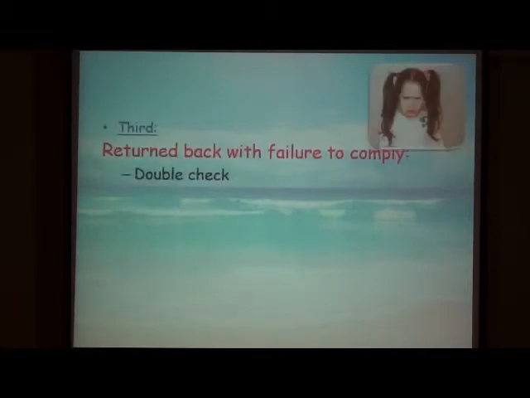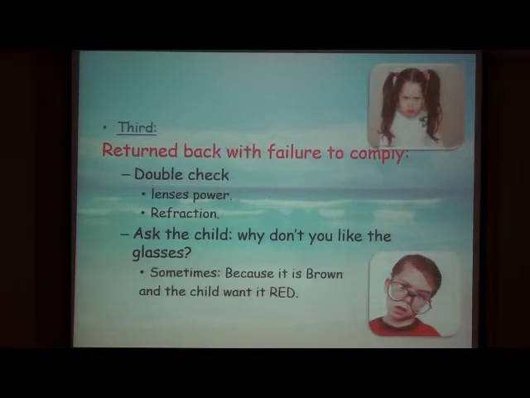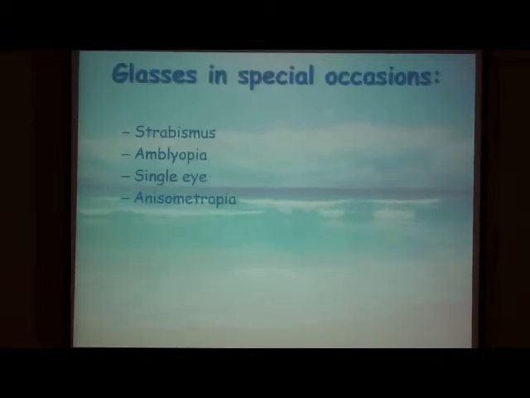Third, after all this, if it came back and the child cannot wear the glasses, you need to double check what you did. Simply double check the power of the lens, so the glasses have been made fine. Double check the refraction, it's okay to do so. And simply ask the child, what's the problem with the glasses? Many times the child is refusing the glasses because they're brown and he wants red glasses. So it's nothing to do with refraction. So just ask the child, what's the problem?